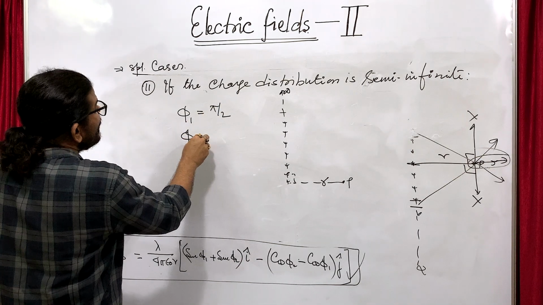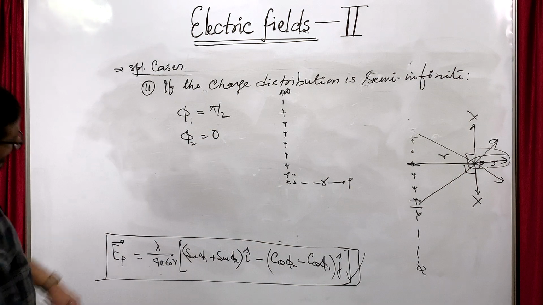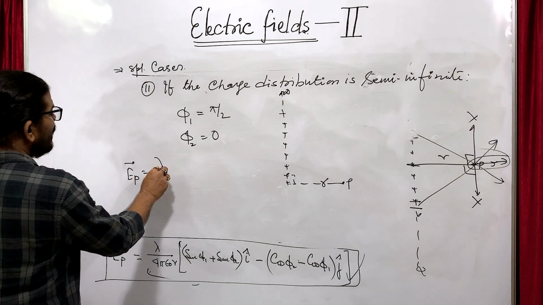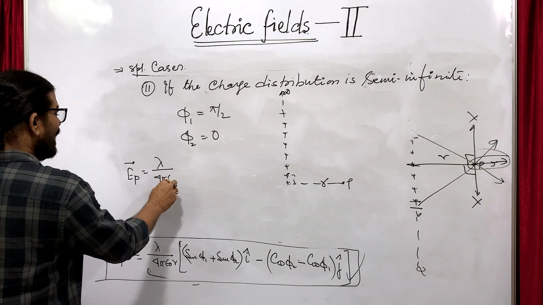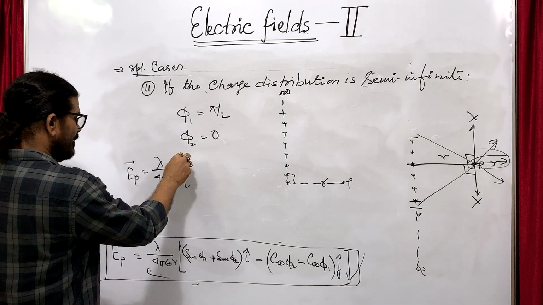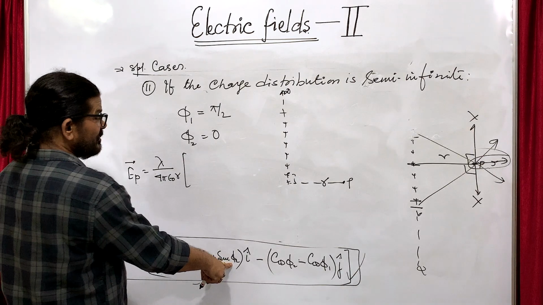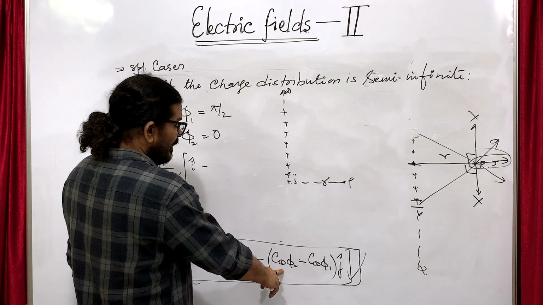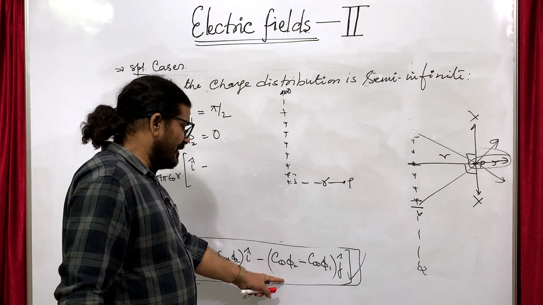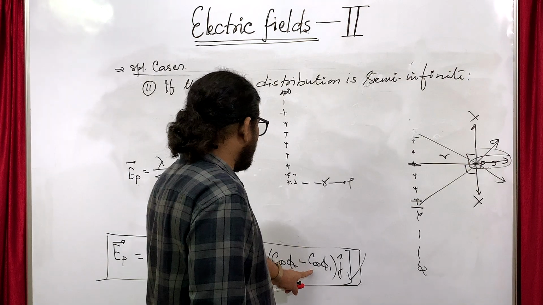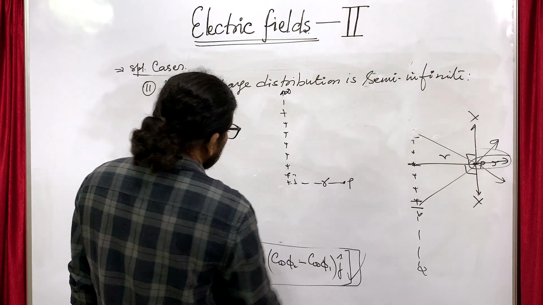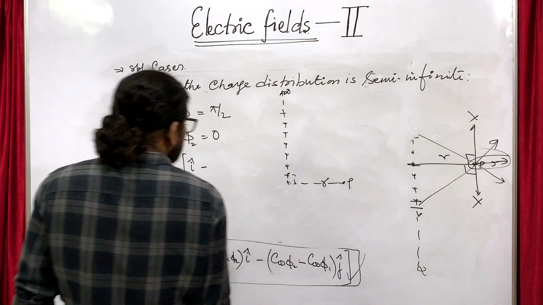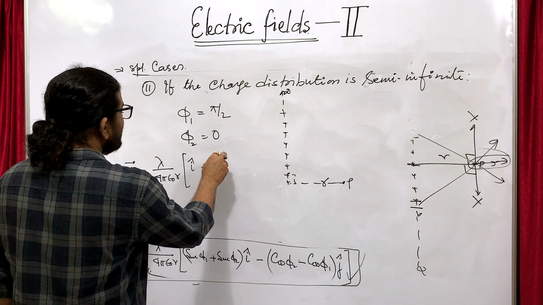but phi 2 is going to be 0. Master command is this. Now you calculate this E_P. E_P is equal to lambda upon 4 pi epsilon naught R into sine pi by 2 plus 0, it is 0, so it is coming I cap. Now it is minus cos phi 2, cos phi 2 is 0, we have taken, this is 1, and here it is 0. So it is coming minus j.